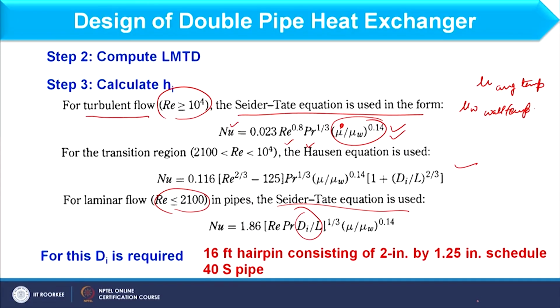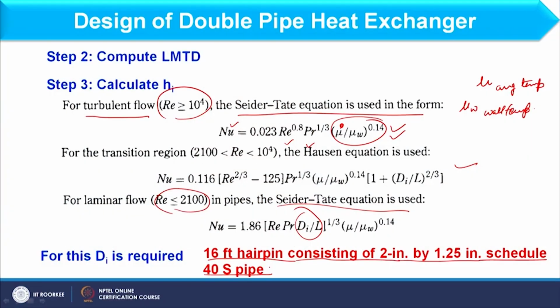Next is we have to decide the diameter, the inner diameter of the pipe. Now, the question is how we will decide that. To give an example, we are considering a 16 feet hairpin consisting of 2 inches by 1.25 inch schedule 40S pipe. Okay. So, this is basically the dimension and you have to choose the pipe, you have to choose the tube accordingly. Okay. So, what is the meaning of this 16 feet hairpin?